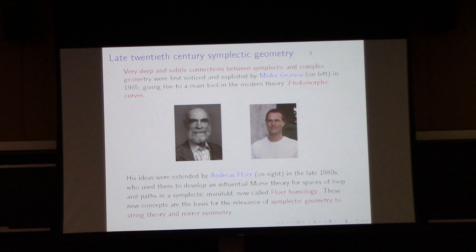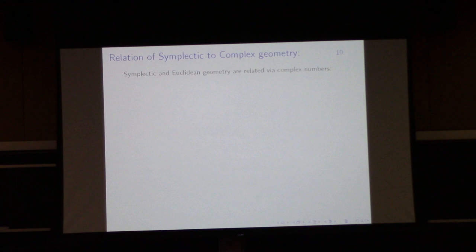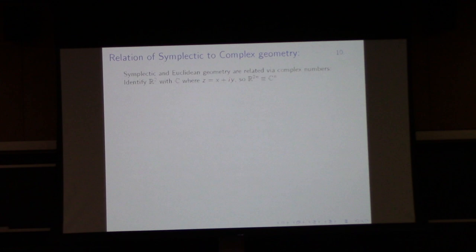But I'm more interested in what symplectic structures look like, so what the local properties are, rather than things about mirror symmetry. Anyway, let me say a little bit about the relation of symplectic to complex geometry. They're related via the complex numbers. So we think of the plane R2 and we identify it with C. We've got coordinates x and y, so we think of C as x plus iy, where i is the square root of minus 1.